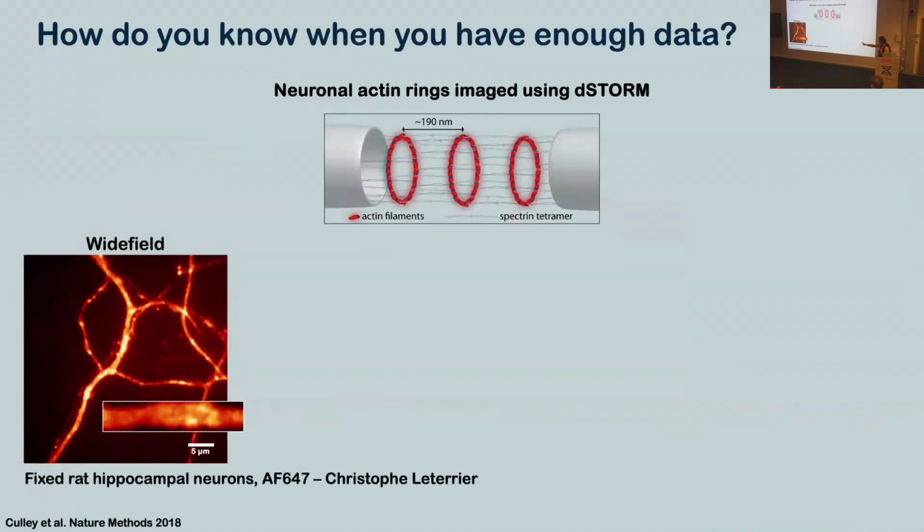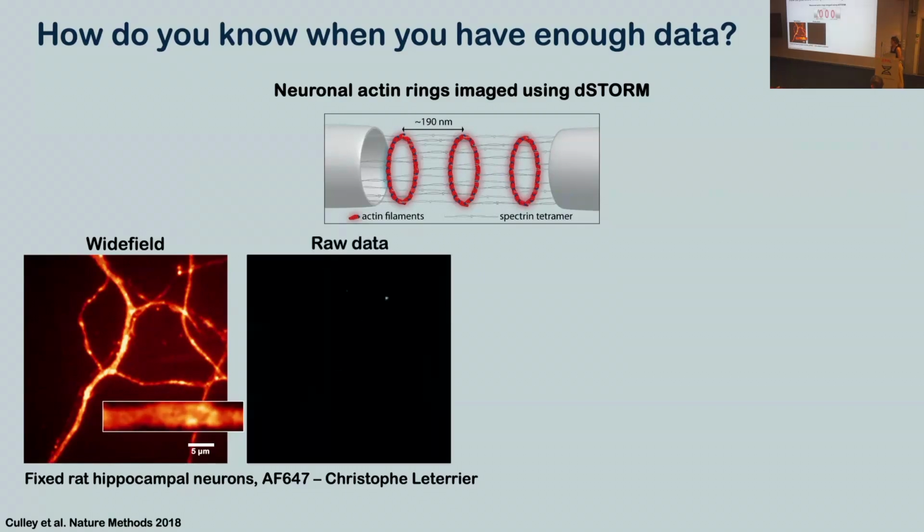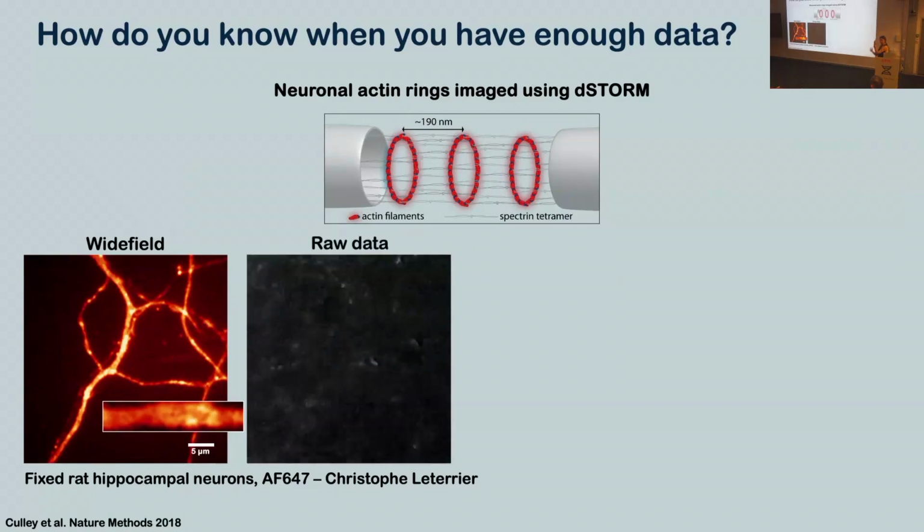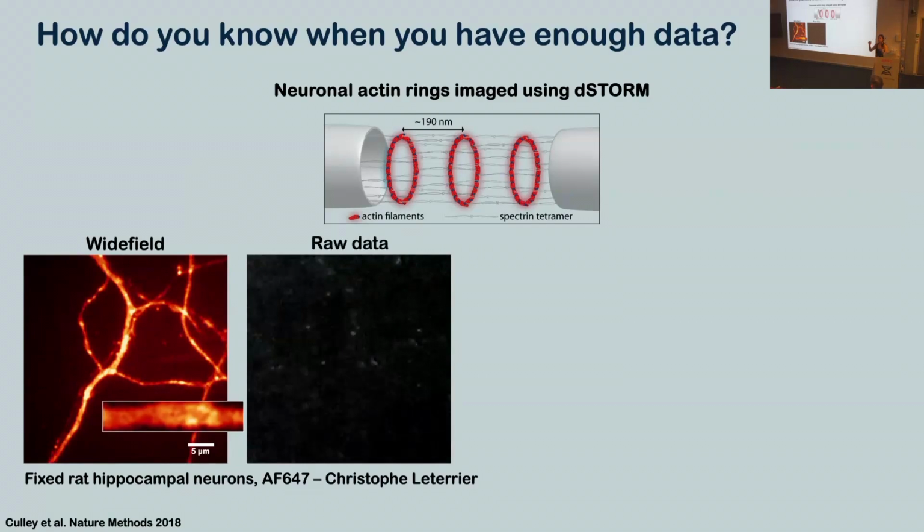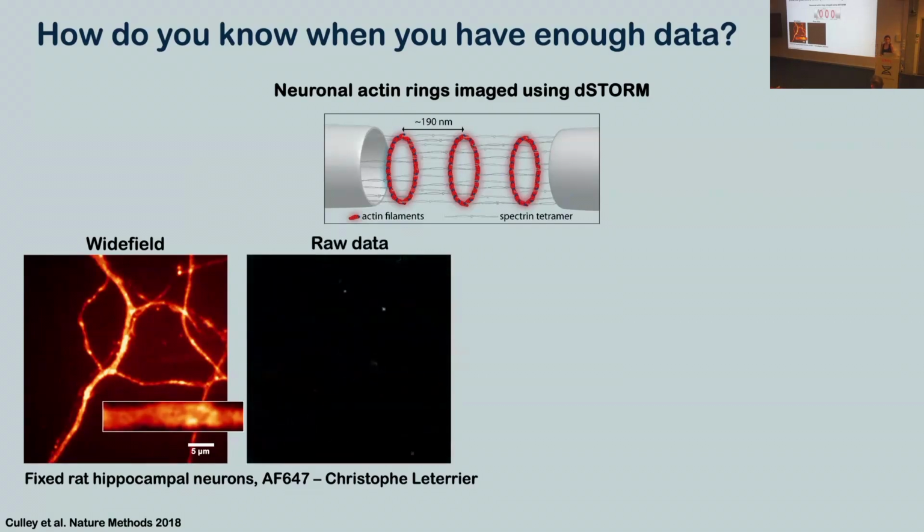So if we image these, again, fixed rat hippocampal neurons, where we stain the actin with LEX647, if we image in wide field, you don't see this striation, you don't see these rings appearing. It's beyond the resolution limit of our microscope. So what you might want to do is super resolve them. You get your raw data, you get all these molecules blinking on and off, and then you want to localize them to make an image.